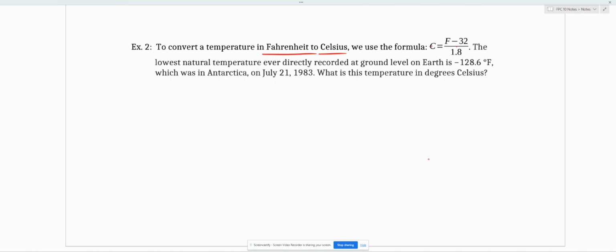So that's all we're doing here, is taking our formula. Don't let the word problem throw you off. And it's telling you a Fahrenheit value of negative 128.6 Fahrenheit. So all that's saying is, what is the temperature in Celsius? So all we have to do is first copy the equation, or formula, same as the question. Formula. So let's write it. Celsius is equal to the Fahrenheit amount, subtract 32, divide by 1.8.